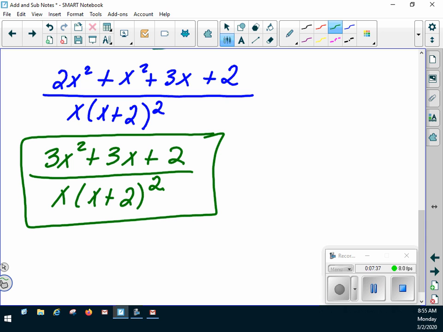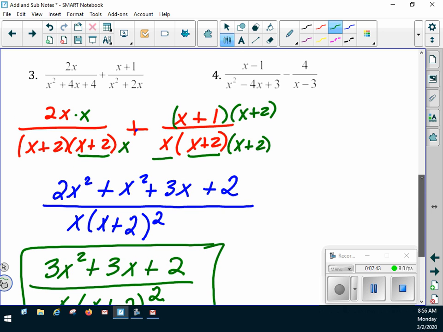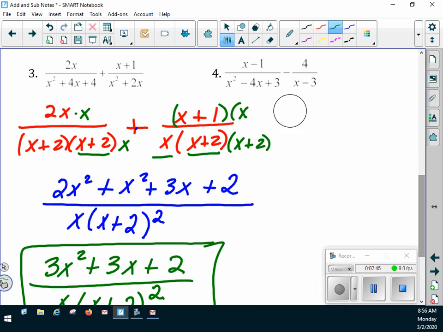Guys, this is all there is to adding fractions that don't have a common denominator. You're doing fine. All right, we've got number 4 to do on this page.